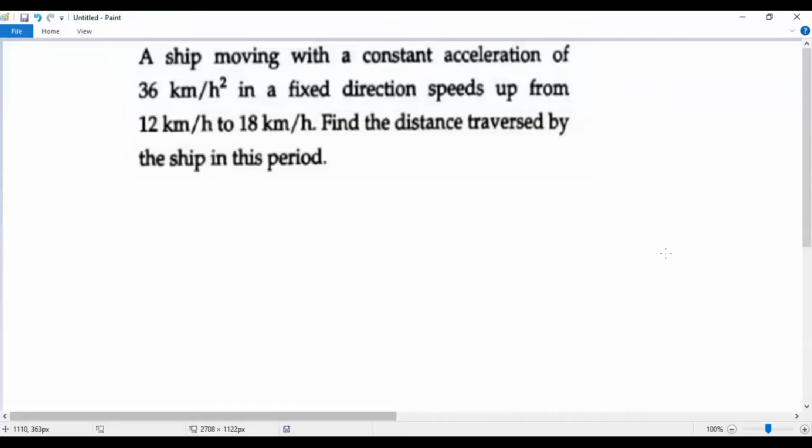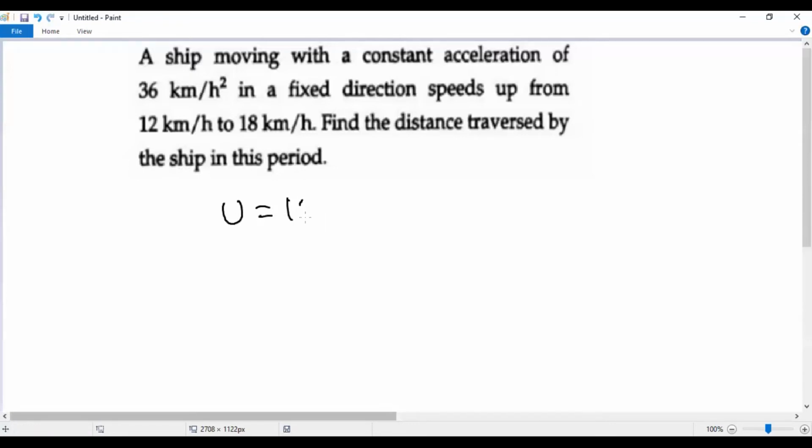Okay, so the third problem is: a ship moving with a constant acceleration of 36 km per hour square in a fixed direction speeds up from 12 km per hour to 18 km per hour. Find the distance traversed by the ship in this period. Okay, so we have been given the initial velocity, final velocity, and acceleration. Okay, so now let's find the distance.